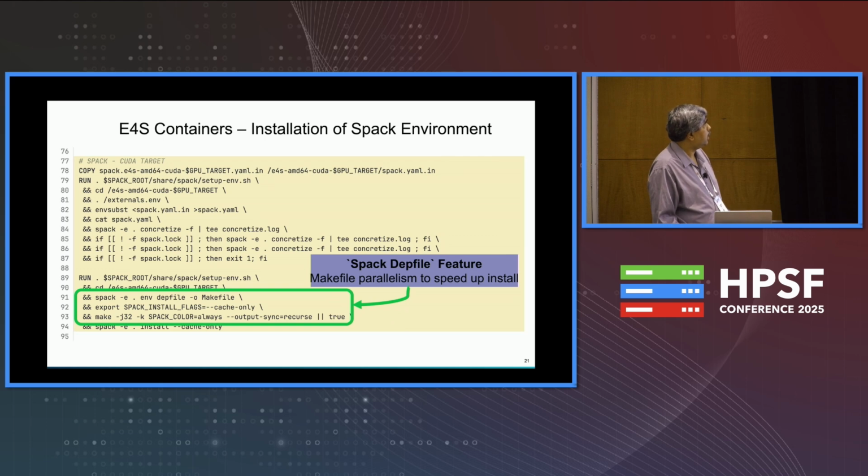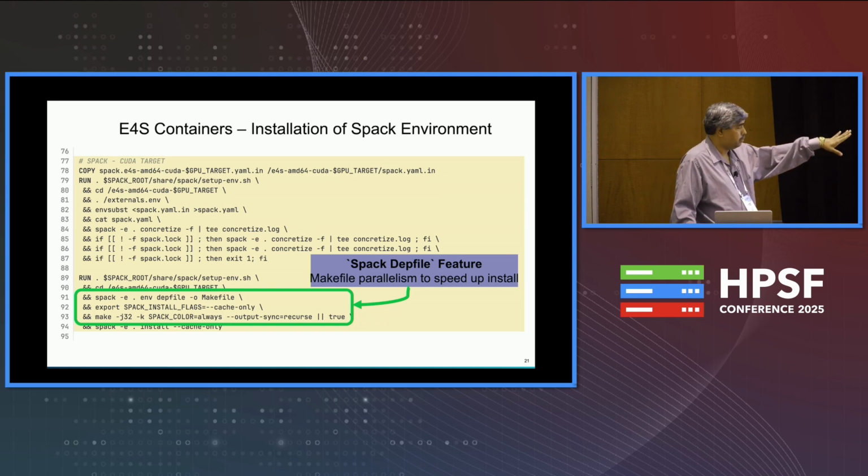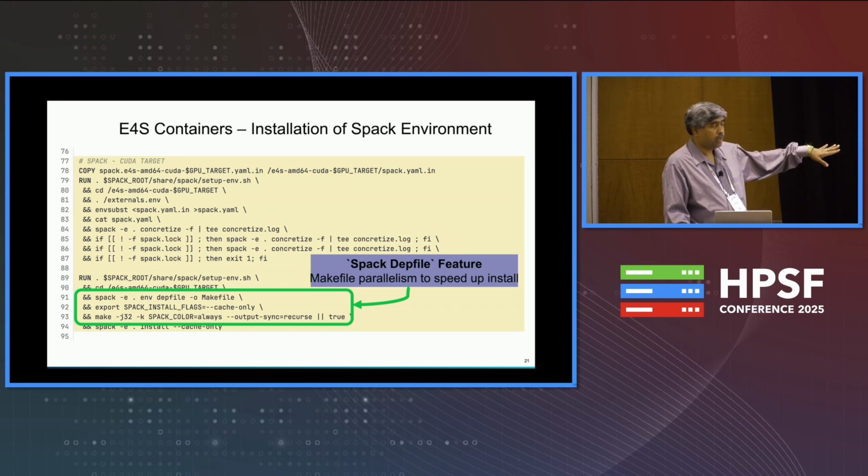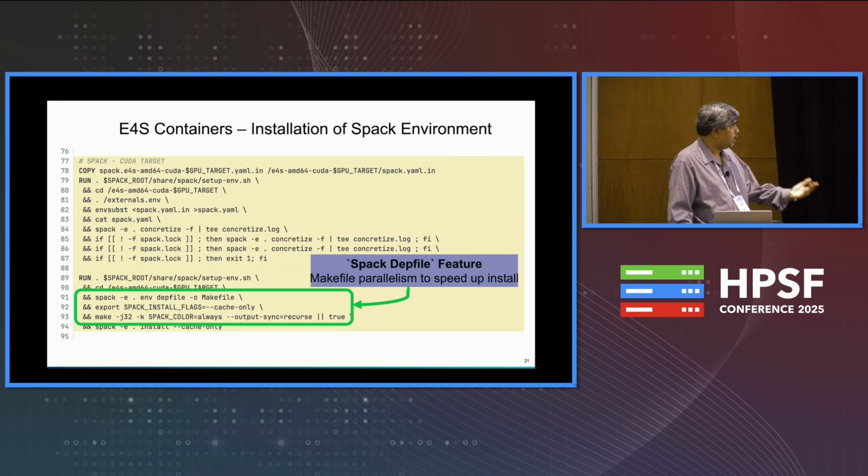You can see how you have all these chained commands where we take this set of packages which were described in that spack.yaml. We create the makefile, and then we build it in parallel, a 32-way parallelism with this spack deb file feature. So we create the makefile, and then we install it. And then after this is done, we also do a spack -e install just in case there are any issues with the parallel build. It again simplifies that.